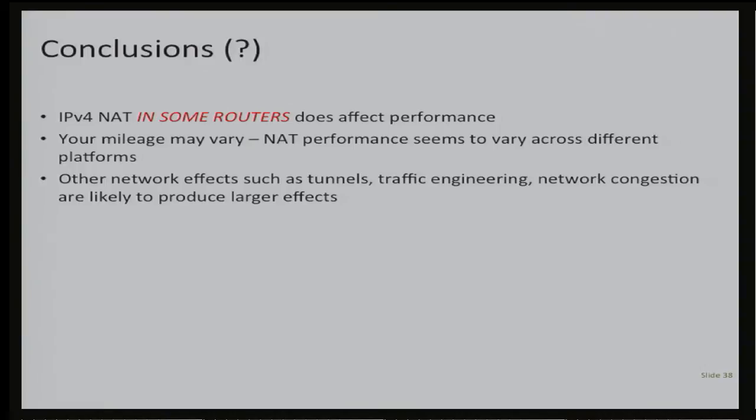IPv4 NAT only in some routers will affect performance, and these effects are relatively subtle. And we think other network effects, such as tunnels and traffic engineering and congestion, are likely to produce larger effects. We're measuring in the order of magnitude of a millisecond round trip time. If we add a tunnel, that'll add 40 milliseconds right there. Some of these other techniques can add far more than a millisecond.